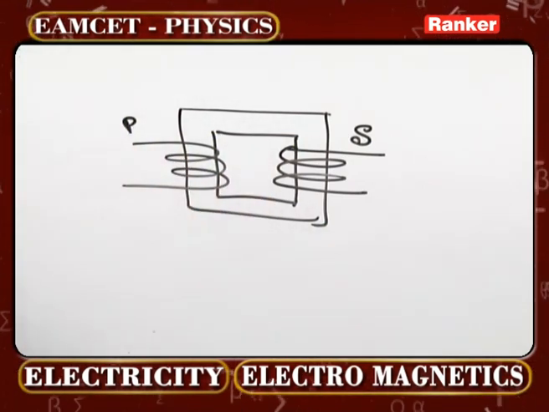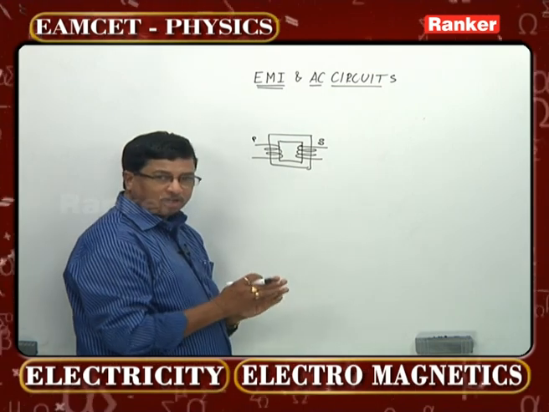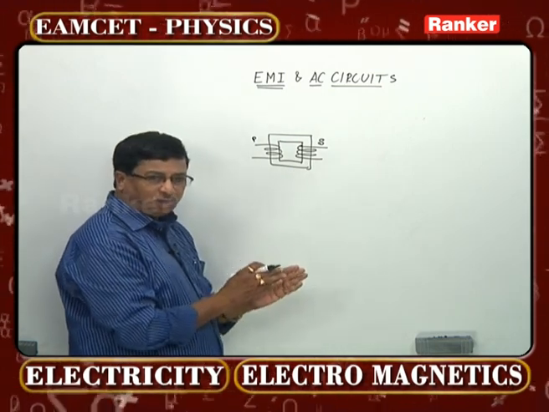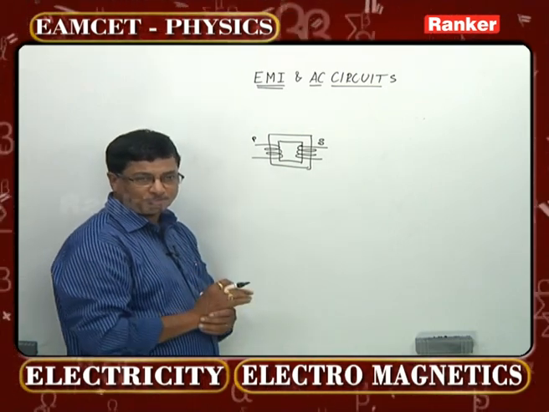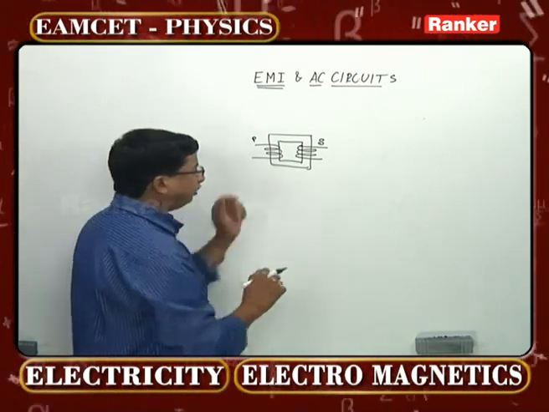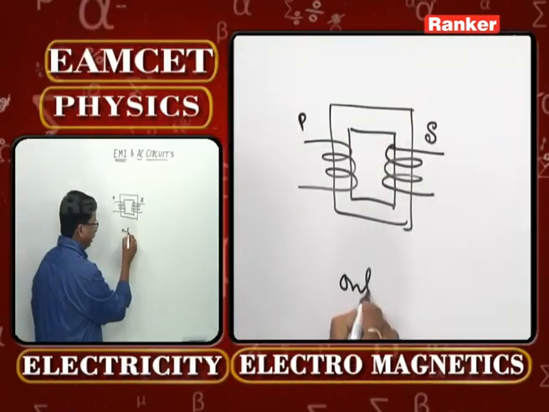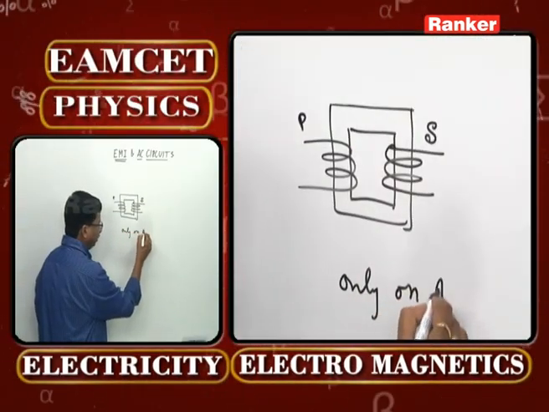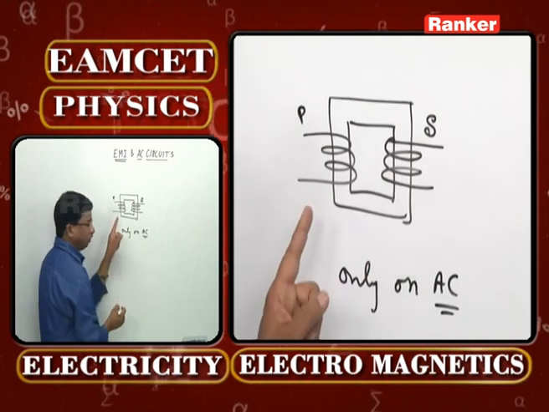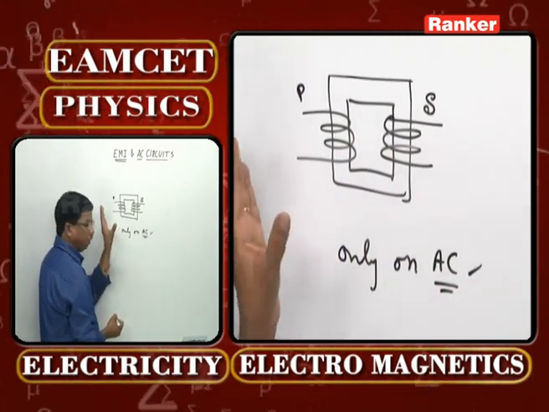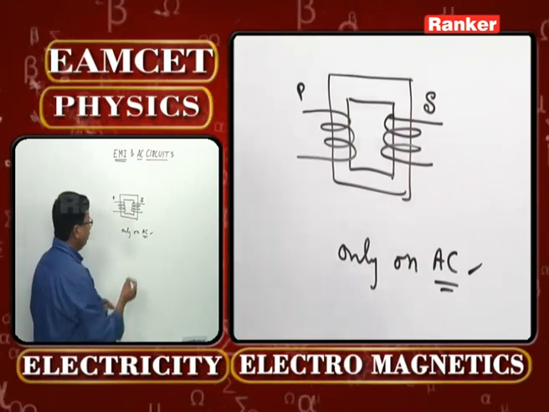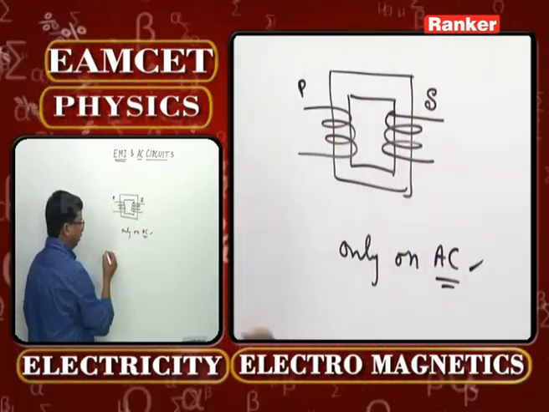What actually does a transformer do? It converts high current low voltage into low current at high voltage, or vice versa. And another thing, it works only on AC. That means what? It cannot function for direct current. It just works for alternating current only. Remember this point.